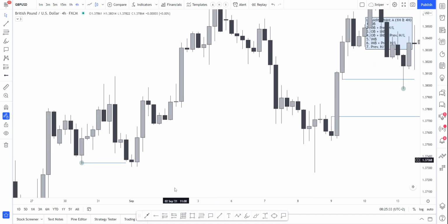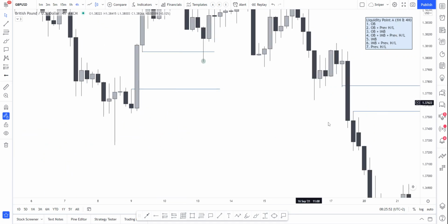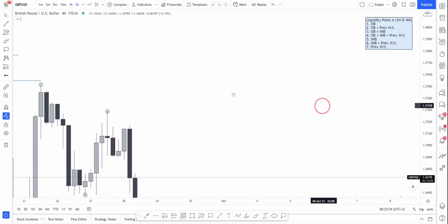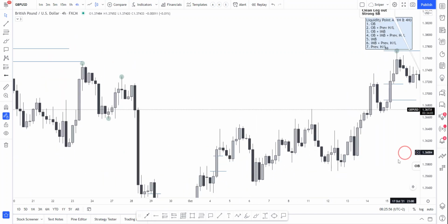Let's look at one more example. Here we had it as well. So that was the imbalance. And you can see how these candles traded down into it, took the imbalance there and started moving back towards the upside. So that is imbalance.